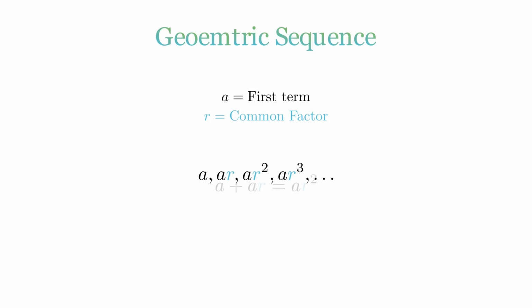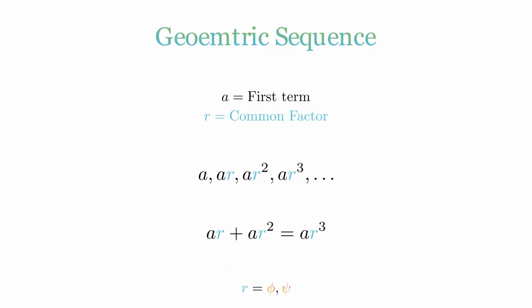Moving on to geometric sequences, they seem more promising. Once again, letting A be our initial term and R be the common factor, we get this sequence. Setting the sum of the first two terms to the third term, it boils down to a quadratic. Solving this, we get that R can either be these two values, which conveniently can be written using the golden ratio. The golden ratio minus square root of 5 is also sometimes abbreviated as psi.